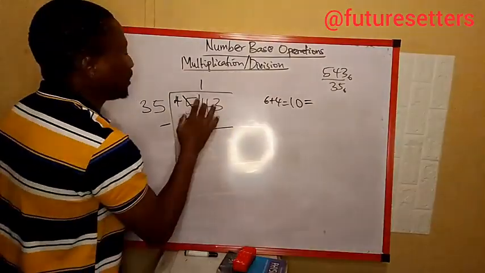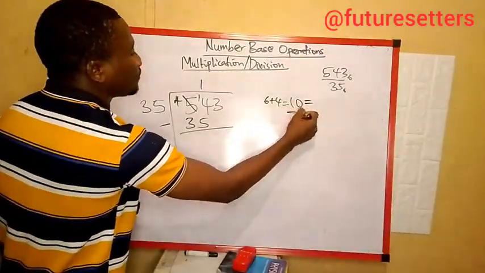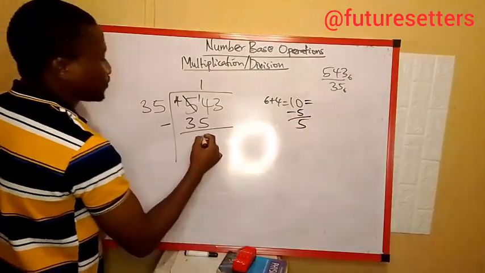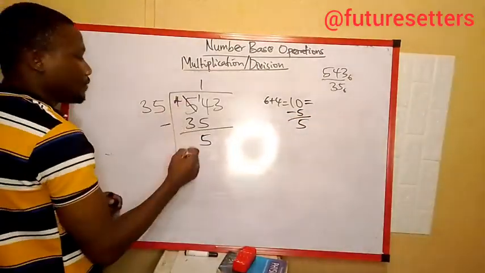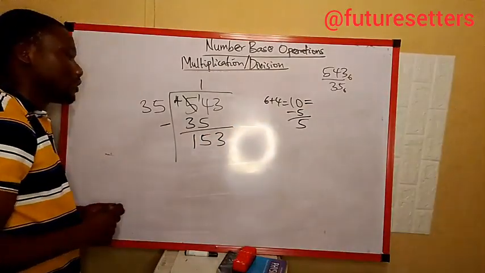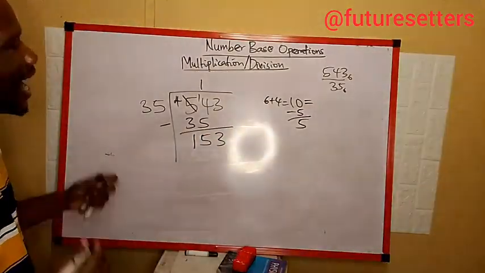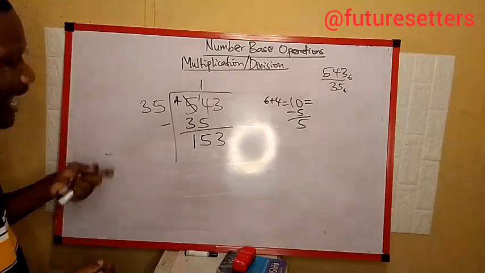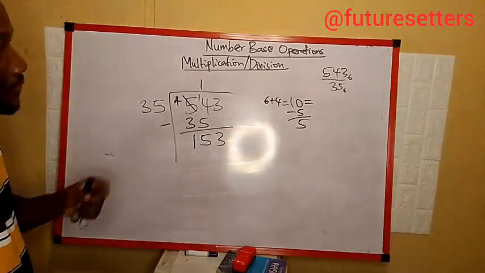Okay. So now we have 10 here. Subtract 5 from 10. What will it give us? 5. What do we have here? 1. What do we have here? 3. Now the next step, you are going to ask yourself, how many times can 35 multiply itself?